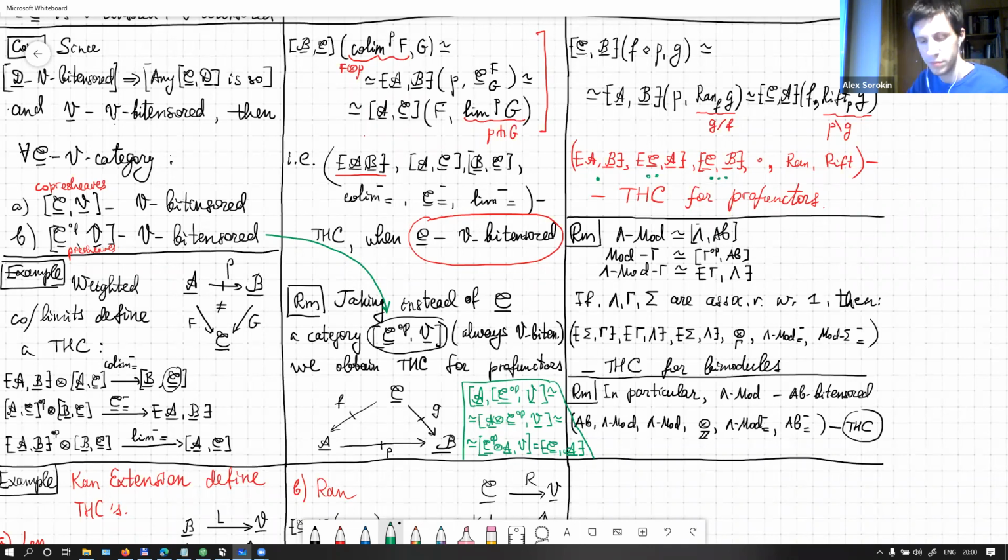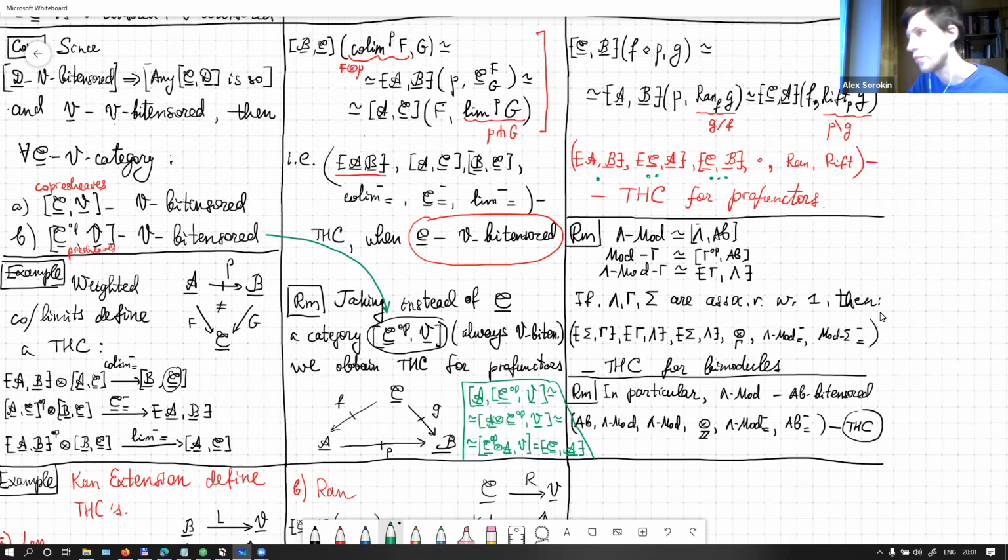Multiplication in a ring becomes composition, and additivity, addition in a ring, is going to be an enrichment of Hom set when it becomes an abelian group. So if I have 3 associative rings with identity, lambda, gamma, and sigma, then I can form Tensor-Hom-Cotensor situation.